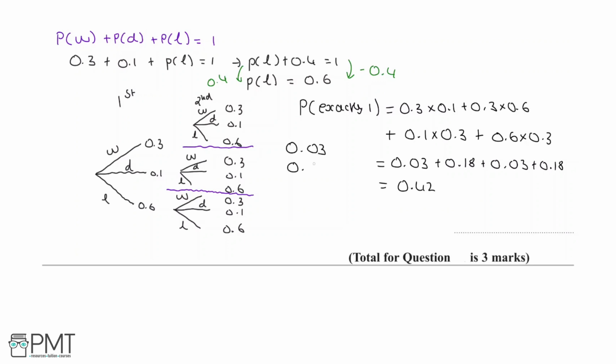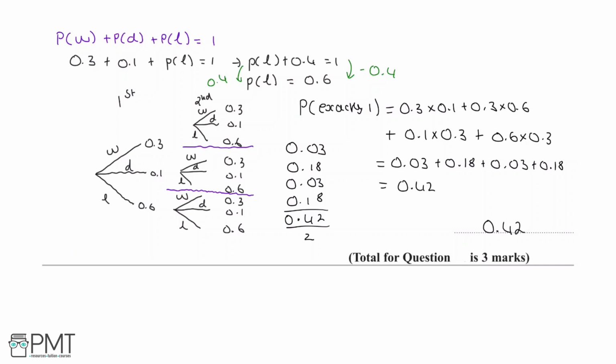So 0.03, 0.18, 0.03, and 0.18. First thing to do, 3 plus 8 is 11, plus 3 is 14, plus 8 is 22. So 2 here and carry the 2 here. 1, 2 plus 2 is 4, like that. Bring the decimal point. 0 plus 0 plus 0 plus 0 is 0. So we have 0.42 as our correct final answer.